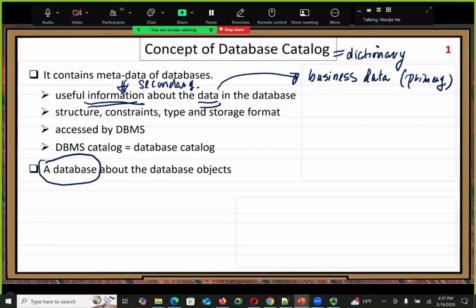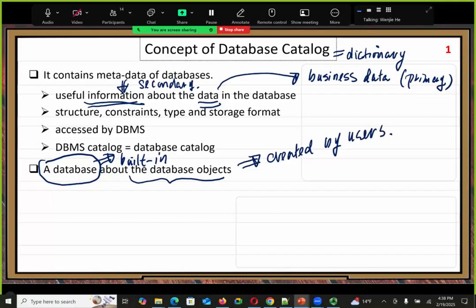This database is a built-in database. It's not created by the user, it is created by the DBMS. This database stores the information of all the database objects, the objects created by users. So the built-in one is created by the DBMS.